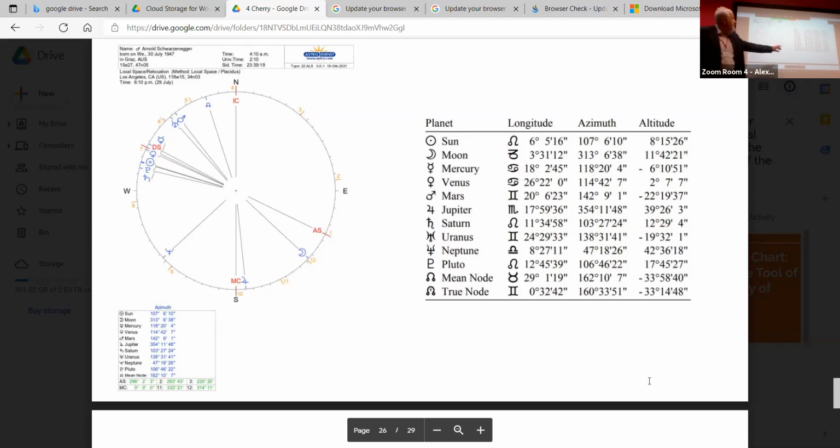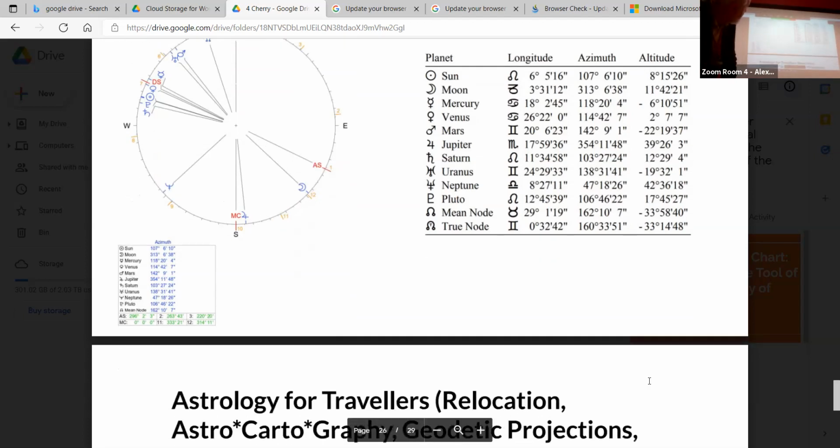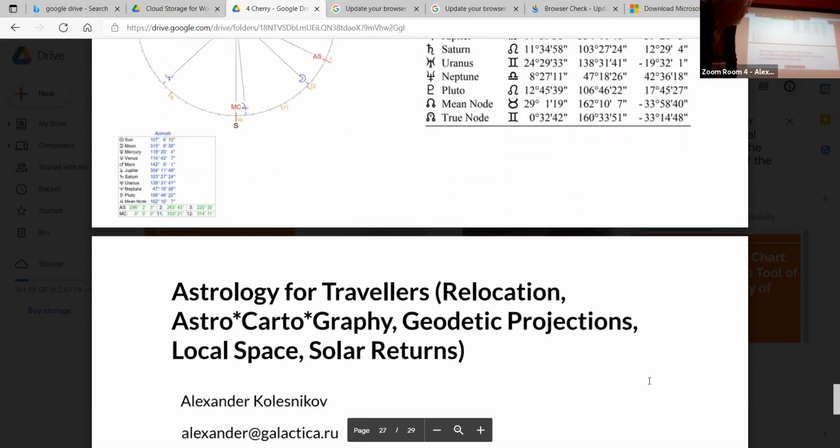And to find this table, you need to click on the link. So the chart is shown separately, then there is a link somewhere here. You click it and you get the table with information. Longitude, azimuth, altitude. You get all the information and it's free. So if you want just to experiment before investing any money into expensive software, this is the way.